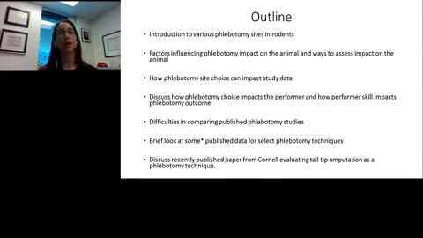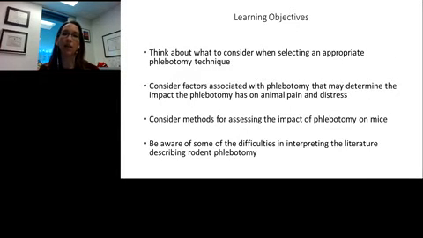And this is just a few of the papers. There's many more out there. I just selected some I thought would be interesting, but didn't try to make a value judgment on which ones were included or excluded. And then I'll talk about a paper that we recently published at Cornell. It came in JLAS last year, where we evaluated the impact of a modified tail-tip amputation method for collecting blood in mice. And just some learning objectives to keep in mind throughout the presentation.